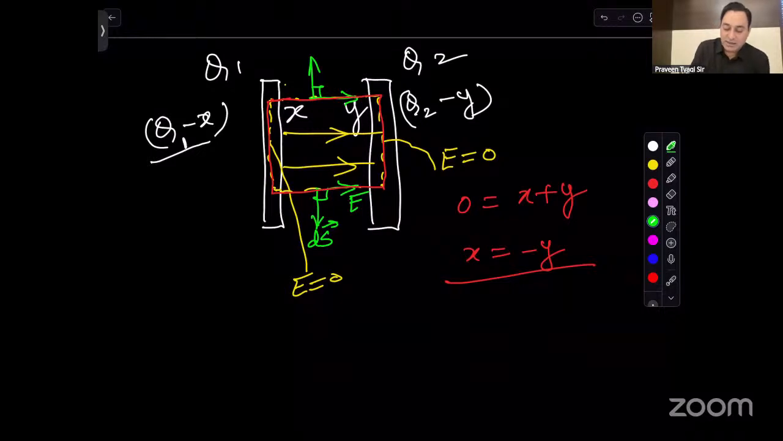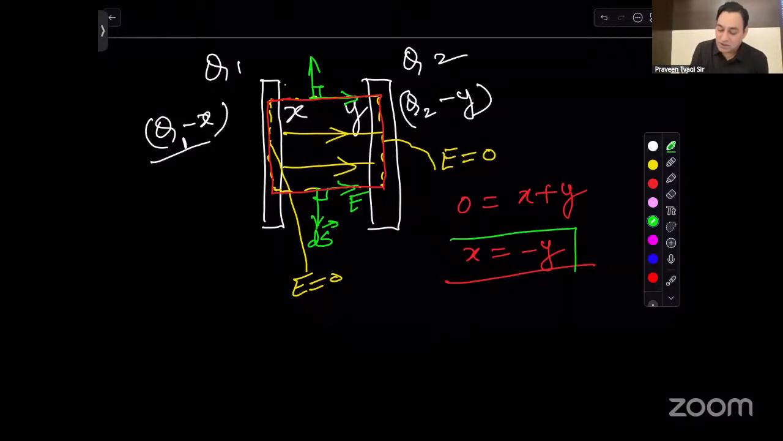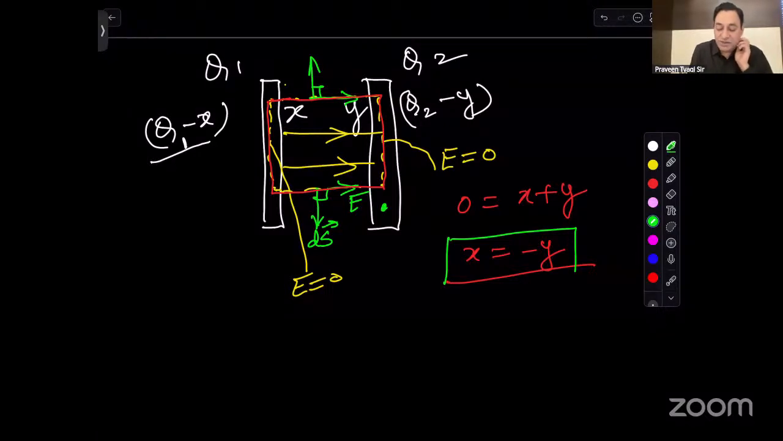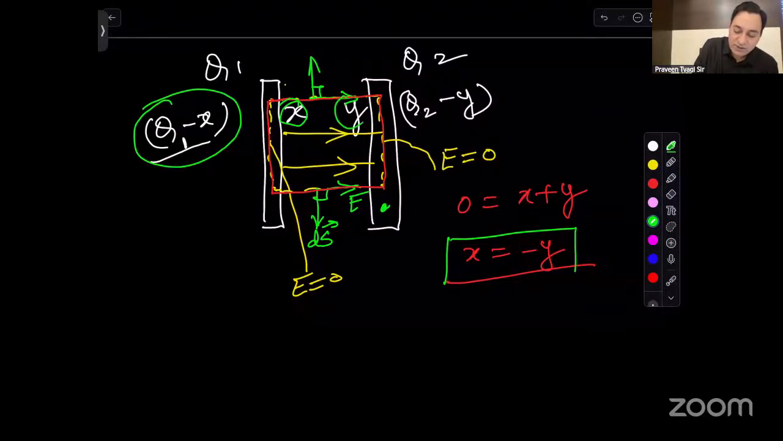So first we used Gauss theorem, and second we will use the fact that the net electric field at any point inside the sheet will be zero. How do you find that the net electric field here is zero? There are four layers of charge. One is this, one is this, one is this, one is this. How do I find the net electric field here to be zero?